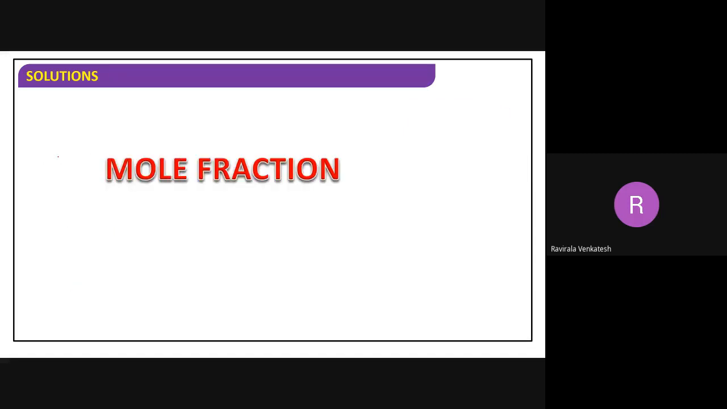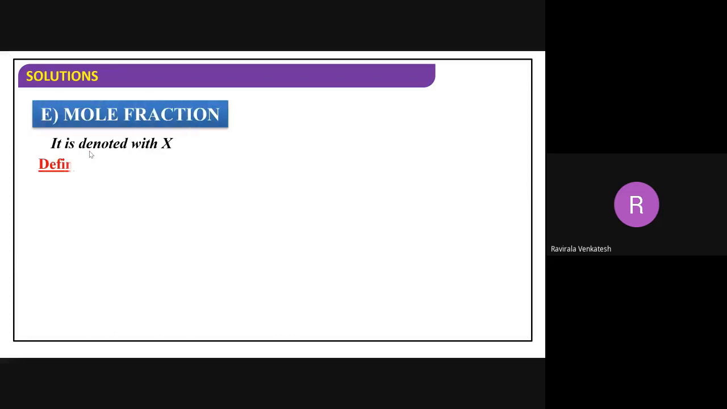Next, we take the important topic called mole fraction. Fraction means how many moles are there in the total number of moles. That is very simple. Now, first thing, how is it expressed? It is expressed with a symbol called X. With that X symbol, we can easily express this.